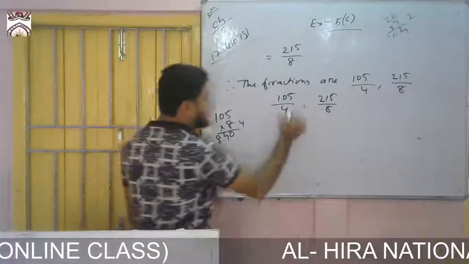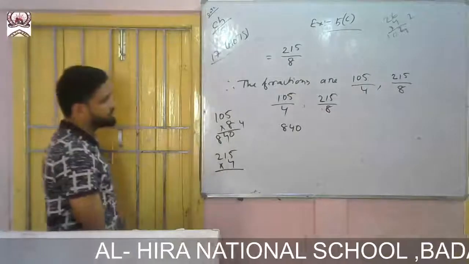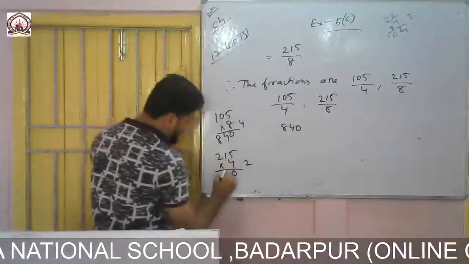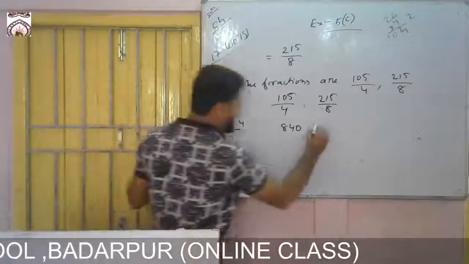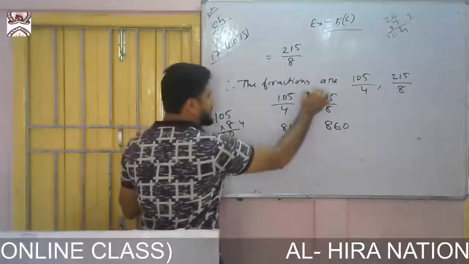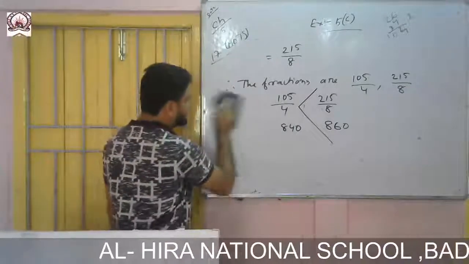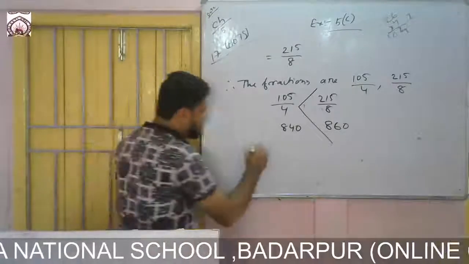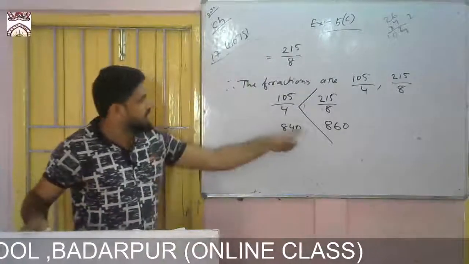And here 215 and 4. So 5 4s are 20, 0, 2. 4 1s are 4, 2 it is 6. And 2 4s are 8. It is coming 860. So which one is bigger? This one. So that means this side is bigger. Therefore, this one is bigger.